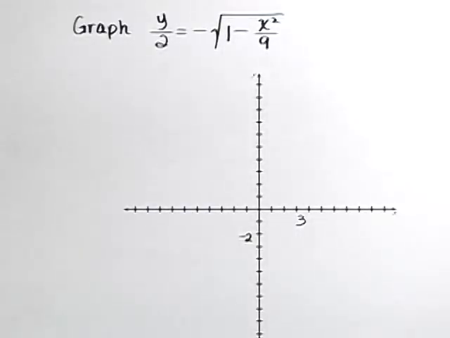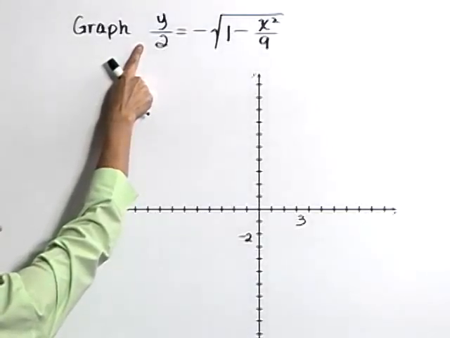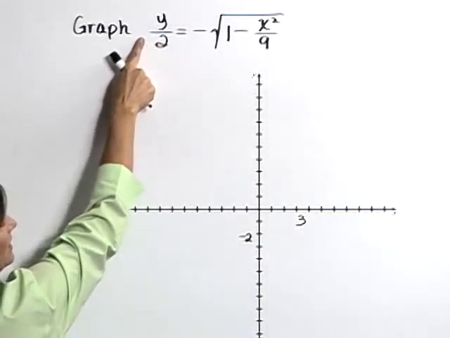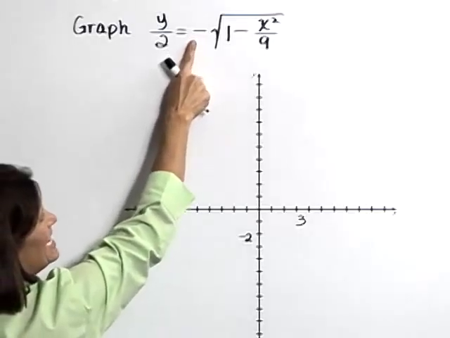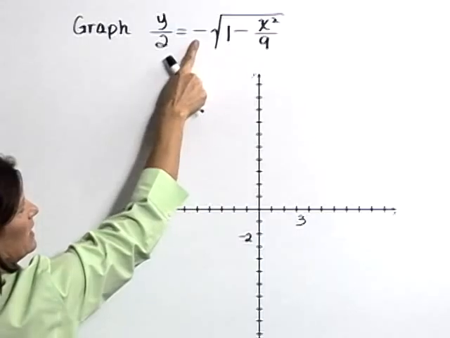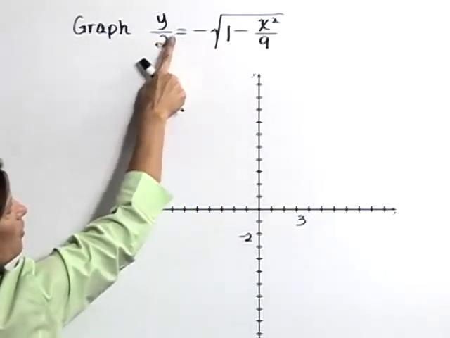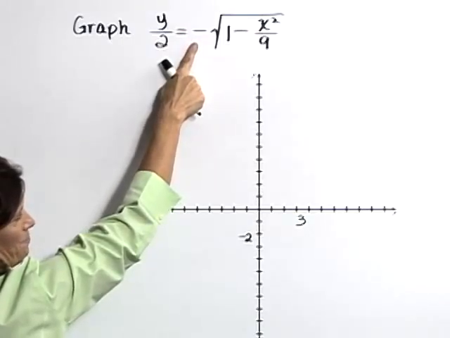Graph y over 2 is equal to the negative square root of 1 minus x squared over 9. Notice that our y value is divided by a positive 2. So basically this y value is equal to some negative quantity. The square root is going to yield a positive value here, but then that's going to change the sign of it. So our y values in this graph are all going to be negative.